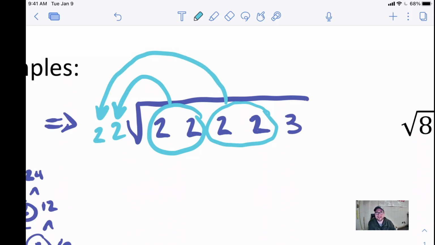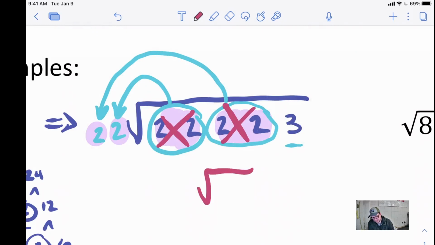Now, I can't touch the 3 over here because there's only one of them. So I can't do a 2-for-1 special, right? And when I say 2-for-1, I mean 2 of them on the inside turn into one of them on the outside. 2 on the inside turn into 1 on the outside. Now, once I pull those out, we got to be very careful. These are no longer inside. They're gone. So the only thing that's left on the inside is just this 3, because there is only one of him. So the 3 sits right there.